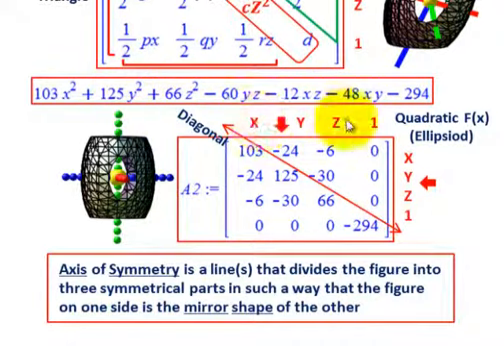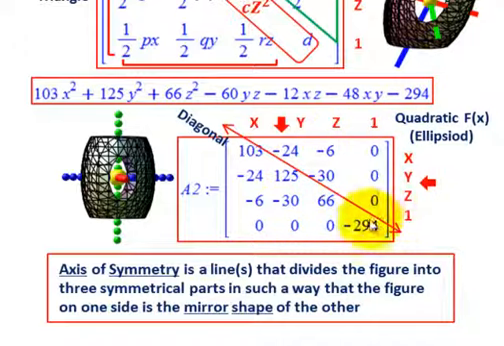Okay, so we got our x, y, z in columns, and then rows across, x, y, z. So for our x term, 103 times x squared, that would go here, x times x, 103. And then for our y squared, 125, that's y column, y row. And then 66 for z squared. You can see these aren't being divided up. They're just sitting on this diagonal. It has to be a symmetric matrix, a square matrix. And then that last term, minus 294, we just put in column 1, row 1.